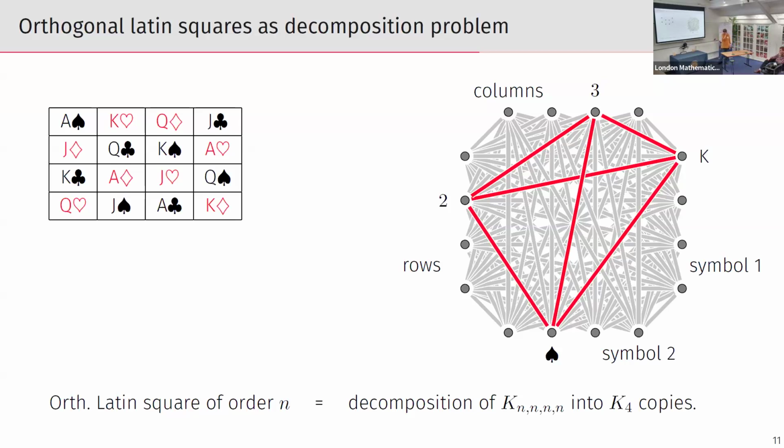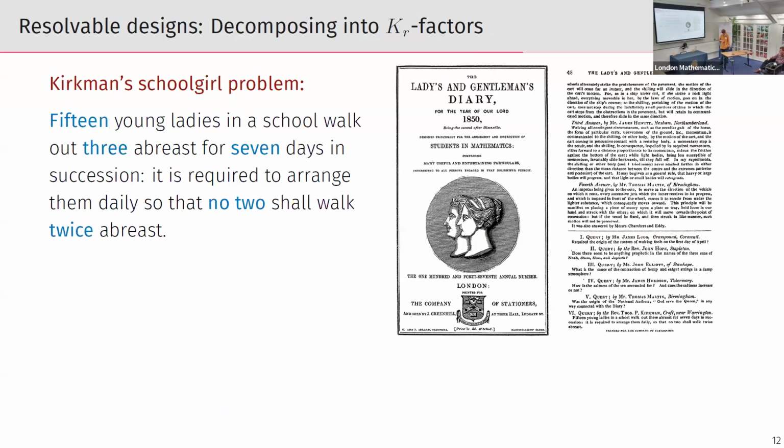And as I said already, things that people are nowadays interested in, like what kind of extra properties can I ask from Latin squares, or maybe even from orthogonal Latin squares. Okay, let me go to another problem.